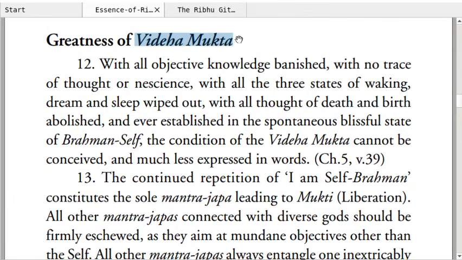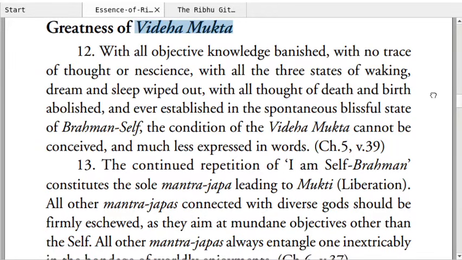Now Videha Mukta means somebody who is so free that he has dropped the body forever. He does not appear as a body in any of the worlds. Videha means without body. Mukta is free, liberated. The one who is liberated and has no body. So it is a very interesting concept, although you have never seen such a person. It is not possible to see it actually. So it will remain a concept for many. So let us see what Ribhu is saying about it.